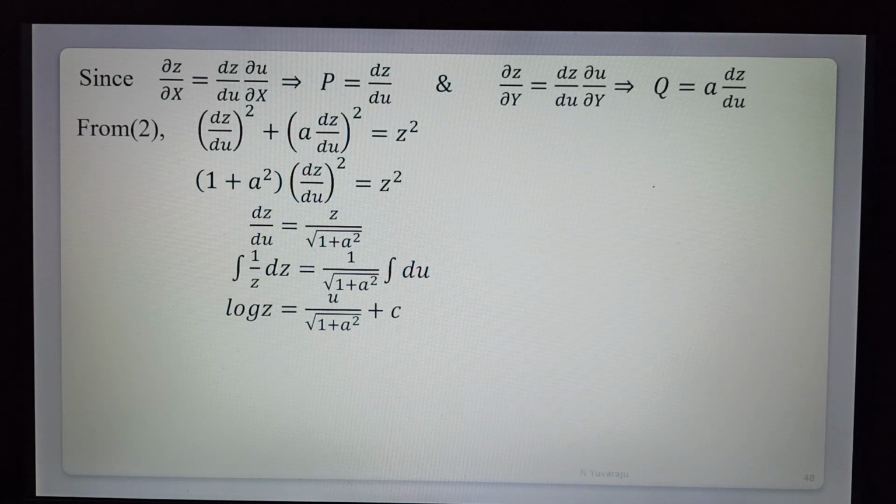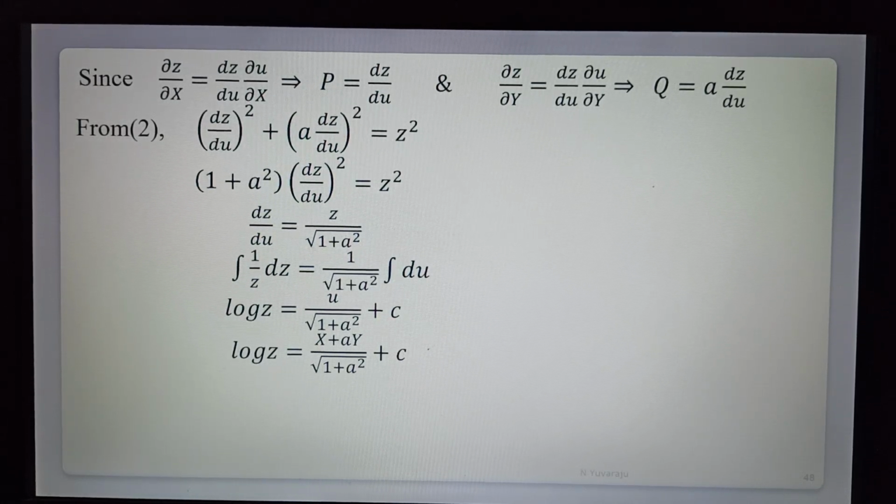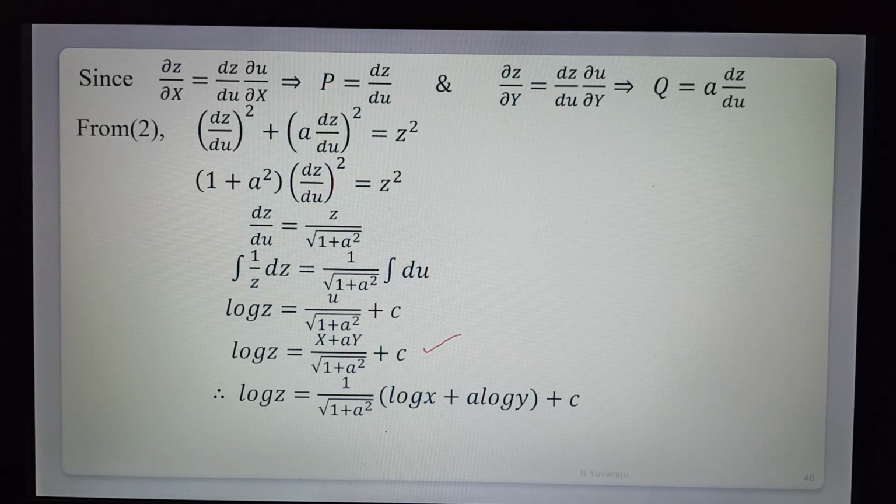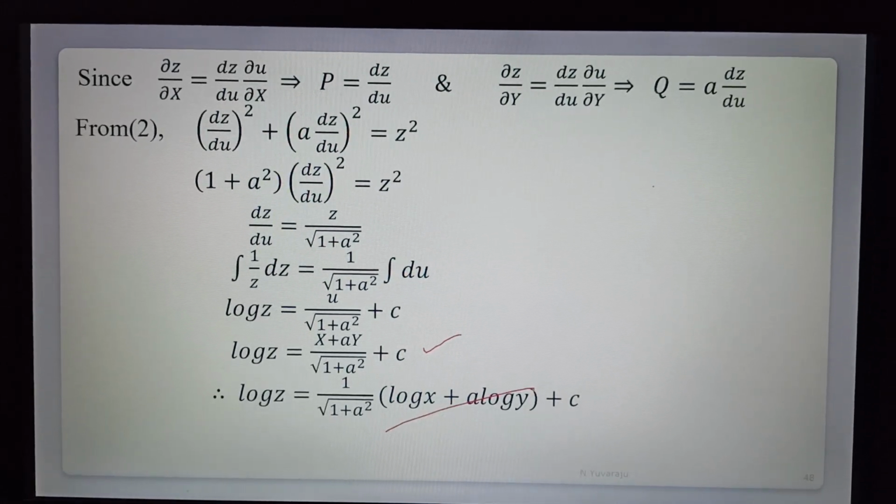But u is equal to capital X plus a capital Y, substituting that here, log z is equal to (capital X plus a capital Y) by square root of (1 plus a square) plus c. But capital X and capital Y were our assumption: capital X is equal to log x, capital Y is equal to log y. Substituting that, the required solution is log z is equal to 1 by square root of (1 plus a square) into (log x plus a log y) plus c. So this is the required solution of the given equation.